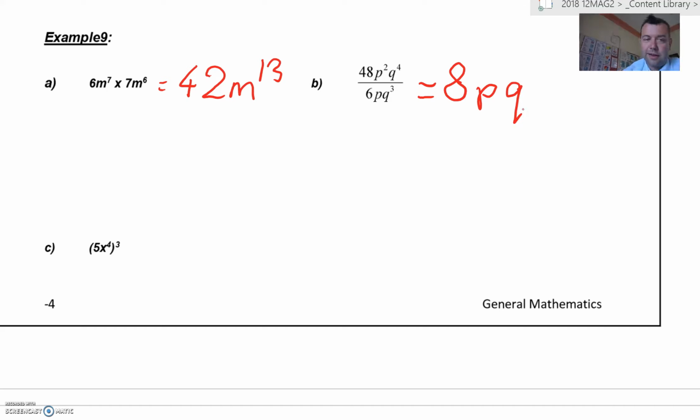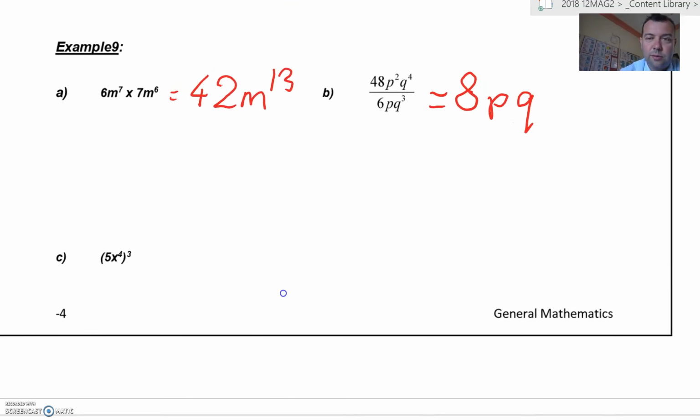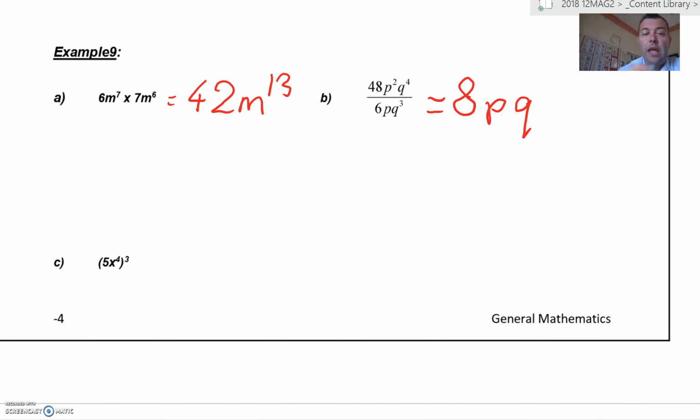Next up, I think this is the last one. Is it the last one? This is the last one. See how organised I am. 5x to the power of 4, all cubed. I need to do 5 cubed, which is 5 times 5, 25, times 5 is 125. Then x to the power of 4 to the power of 3 is x, not to the power of 7, x to the power of 12. There we go. All done.